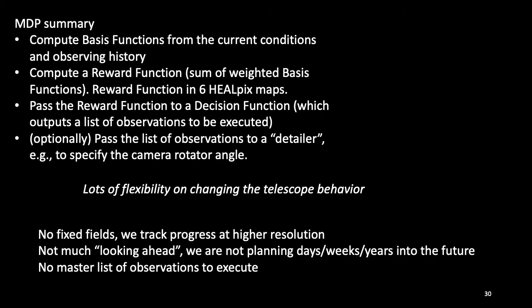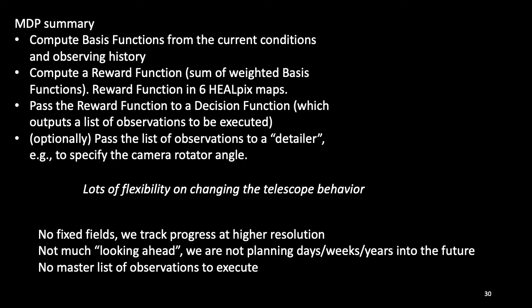Okay, so the Markov decision process summary. We compute basis functions based on the current conditions and observation history. We compute a reward function, which is the sum of weighted basis functions, and that reward function is HEALPix maps. We pass that reward function to a decision function, which outputs a list of observations to be executed. If we're outside of twilight, we'll do a large continuous block. If we're in twilight, we'll select just the peak, one at a time.